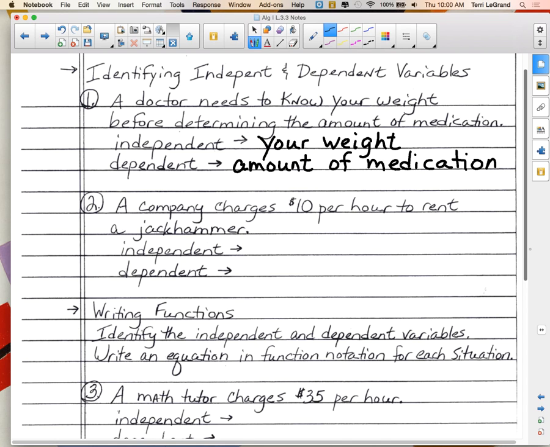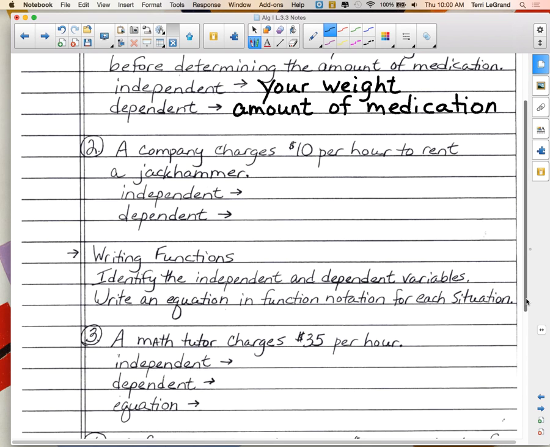Chase? How many hours you're going to use it? Yeah, how many hours you're going to rent it? Hours of rent. We'll call it renting. That makes more sense. Hours of renting. So you decide, you know what? This is how many hours I want to rent it for. You get to control that, don't you?